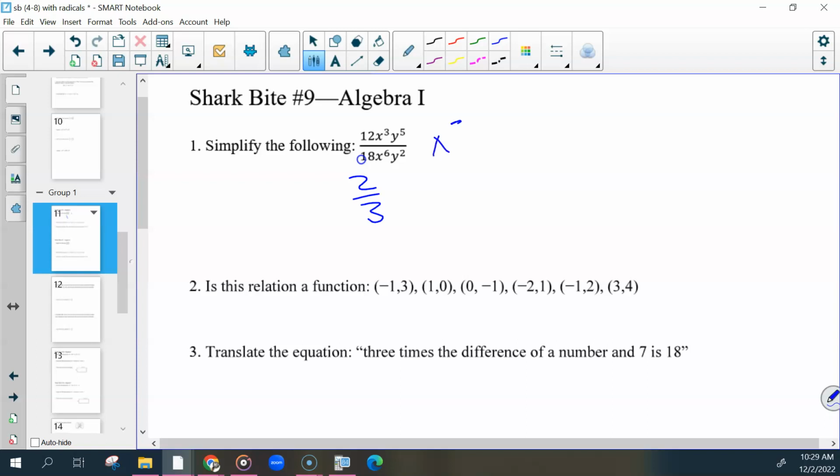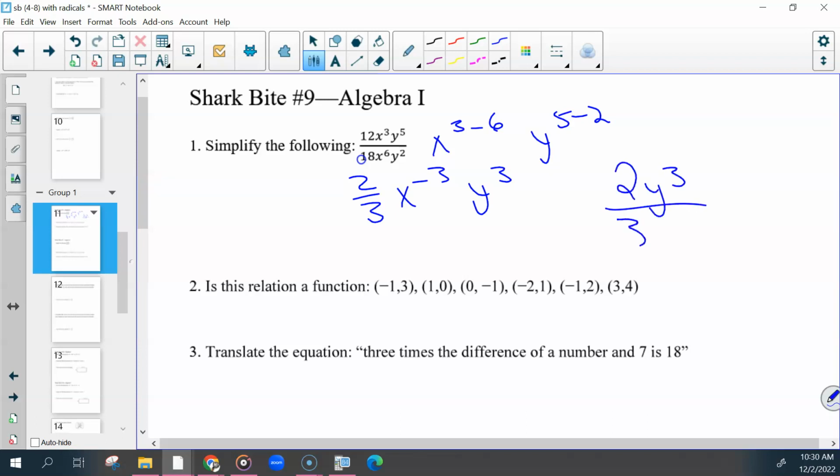And then 36, yeah, divided by 6. So subtract your exponents. So we have x to the negative 3 and y to the third. Can't have negative exponents, so this would get moved to the denominator. So we have 2y to the third in our numerator and 3x to the third in our denominator.